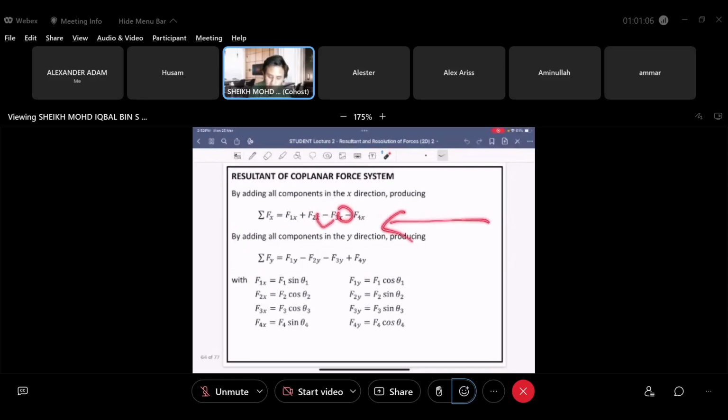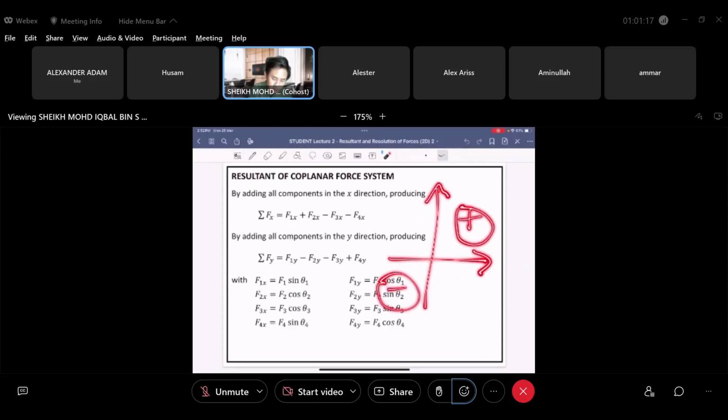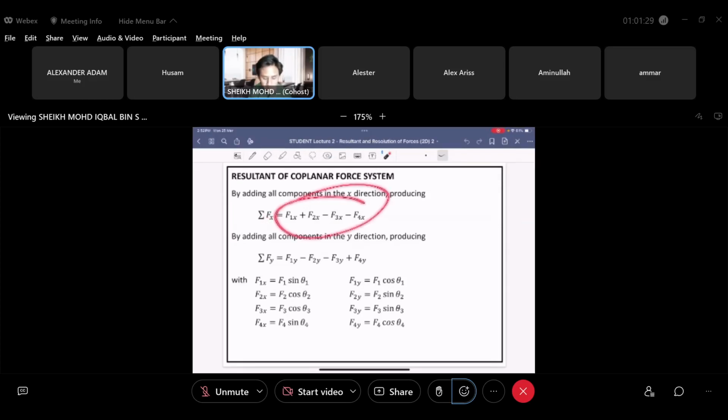You have to remember your coordinate system. This one is positive, this one is negative. Whatever is going up and to the right is positive. Whatever is going to the left and going down is negative. So be careful about the signage here. Everything that is in the x direction, you add them all up, but don't forget about the signage. The same thing for the y direction, you add them all up.